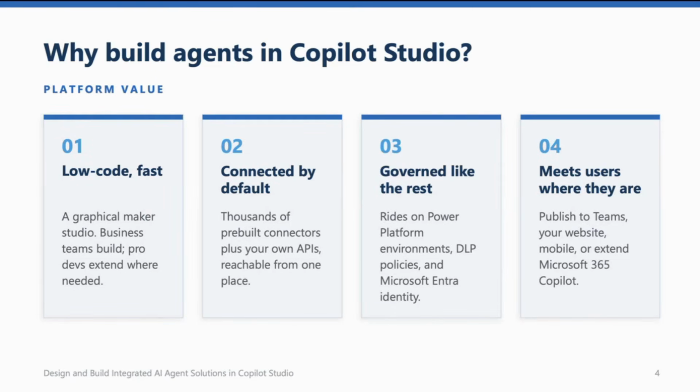Fourth, reach. You publish the same agent to Teams, your website, or into M365 Copilot, the environment your people are already aware of and already using. Build once, use everywhere, right? So, team, these are the four reasons that take us to Copilot Studio to have an experience building a Copilot or building an agent, right?